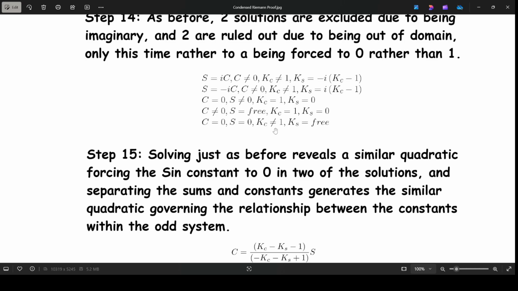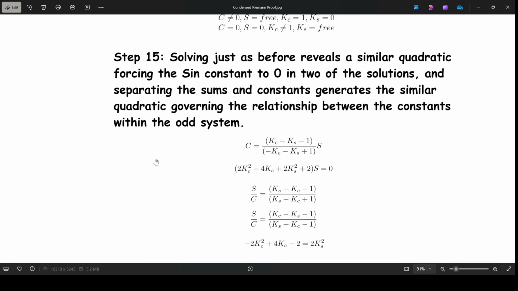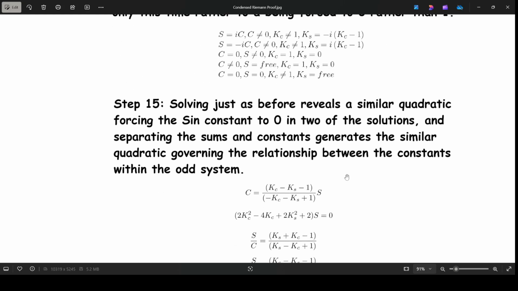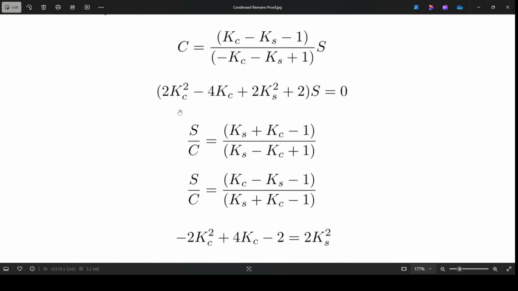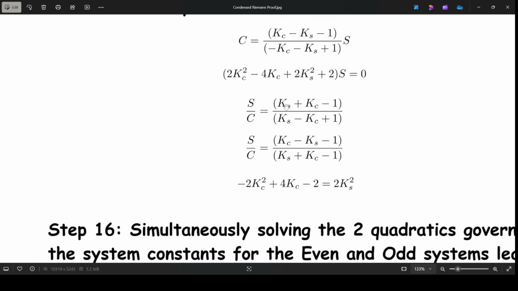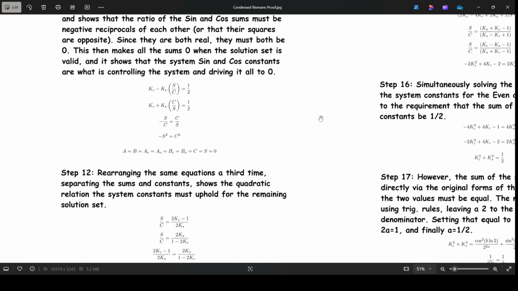Okay, great. So where do we go from here? Well, like before, you can bring all the sums over to one side and all the constants and numerical material to the other side in those two equations, and you get this right here. And those values have to be the same. And when you cross multiply them, here's your quadratic. Well, awesome. Now we have two equations and two unknowns.